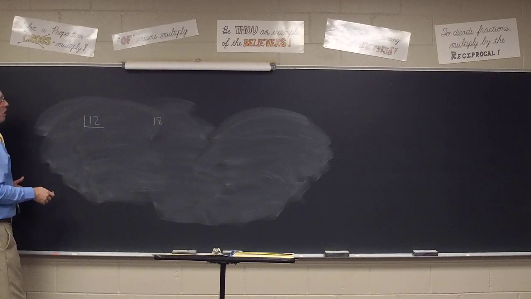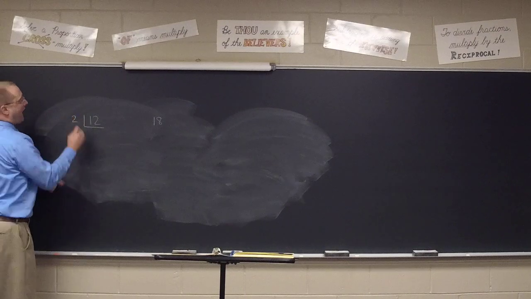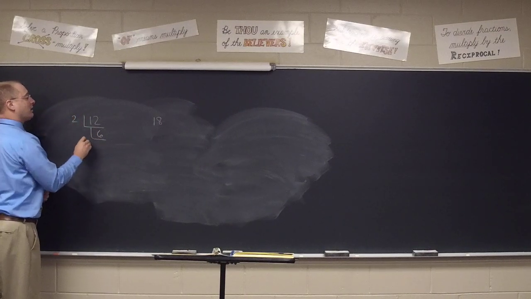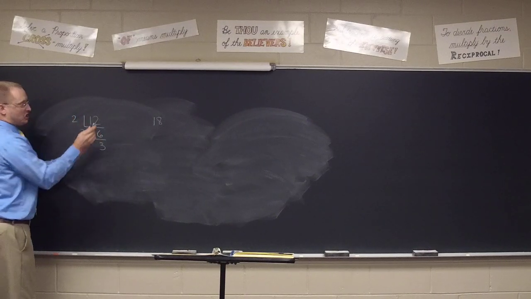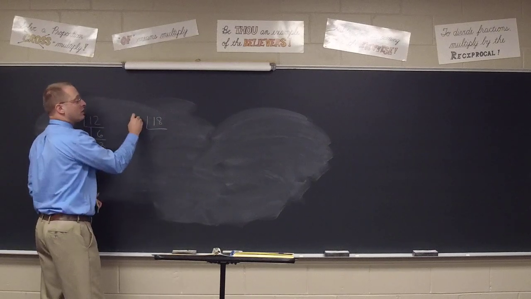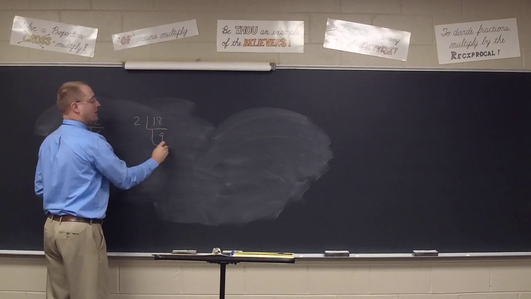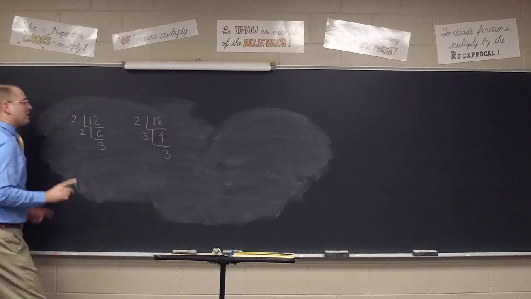Let's start by dividing 12, class, by 2. And then we get 6. Divide it by 2. And then we get 3. And since it's prime, we're done. 18, divide it by 2 to get 9. Divide it by 3 to get 3. All right, so here's what we're going to do.